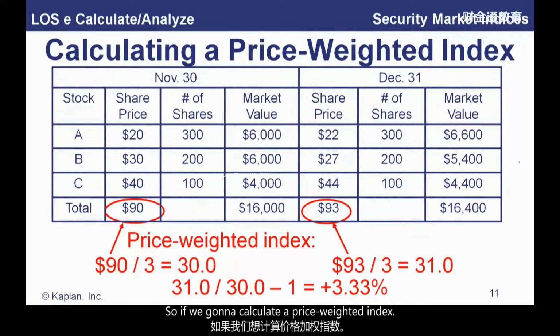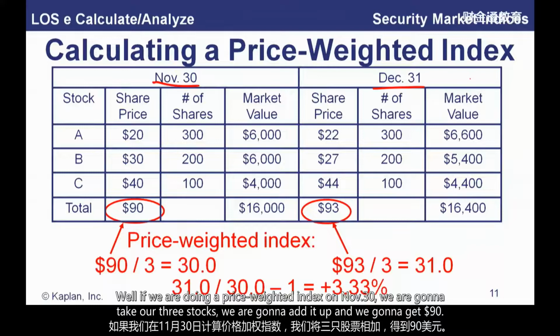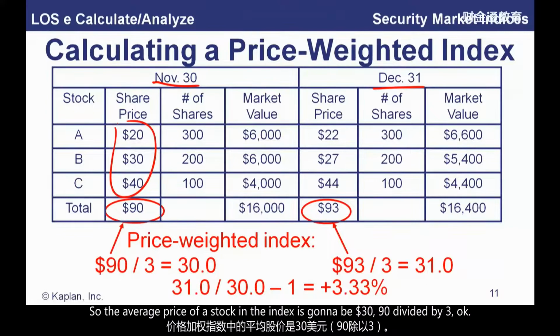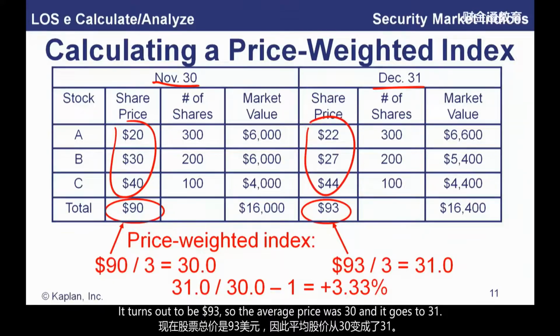So if we're going to calculate a price-weighted index, we have 3 stocks here. We know the share price, we know the number of shares outstanding, the market cap, and we know that on November 30th and December 31st. Well, if we're doing a price-weighted index on November 30th, we're going to take our 3 stocks, add them up, and we're going to get $90. So the average price of a stock in the index is going to be $30, 90 divided by 3. And then a month later, we look again and ask what the average price is now. It turns out to be $93. So the average price was 30 and it goes to 31.